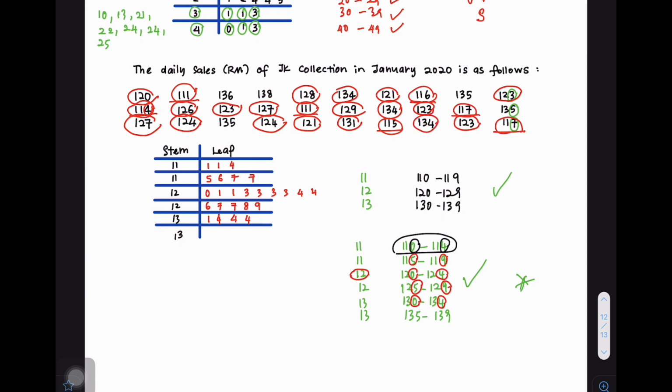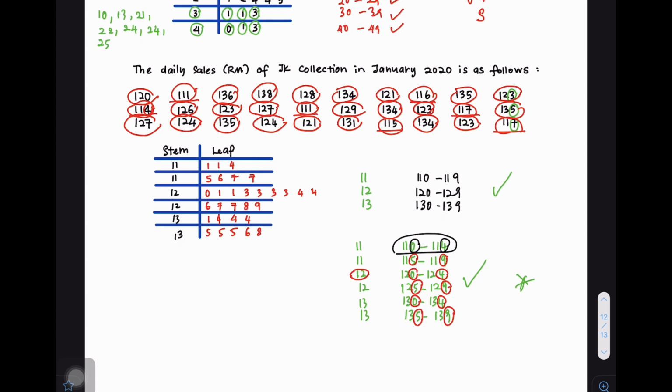Okay. And then we move to the last class for 135 to 139. Okay, so 135 we have one here. 135 we have another one here. And we have another one here. 136 we have one here. Do we have 137? No. And the last one is 138. So we have 138 here.